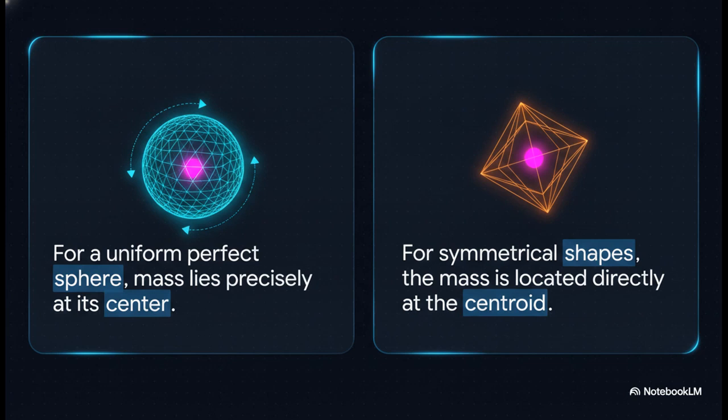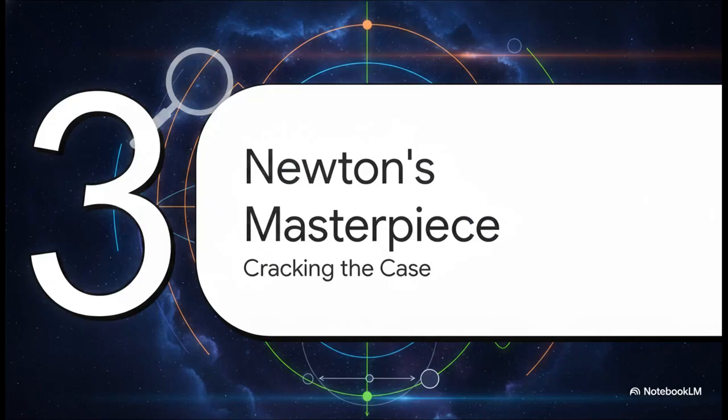For a perfectly spherical object with completely uniform density, which is how we usually model planets, the center of mass lies precisely at its geometrical center. Easy enough. But for a non-spherical object, like a perfectly symmetrical box, that aggregate mass is located directly at its geometric centroid. This specific anchor point is absolutely crucial because it allows all the orbital math that follows to function perfectly.